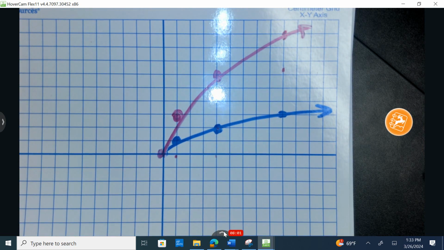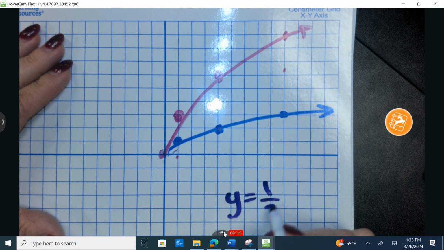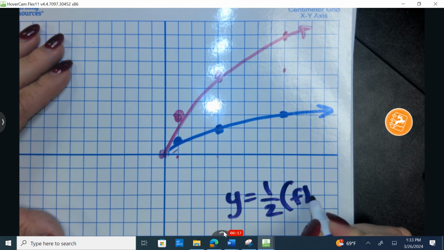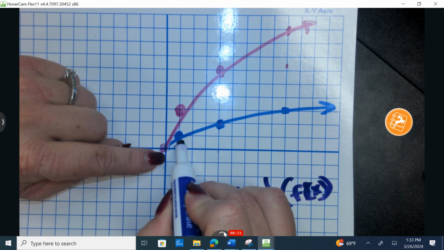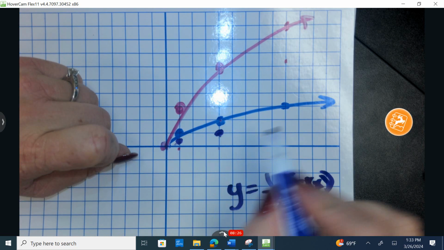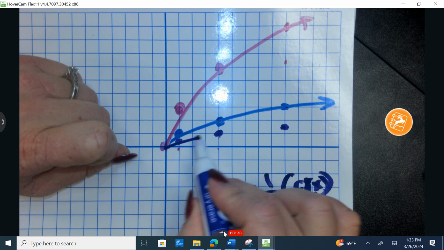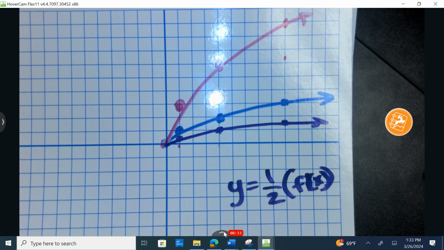If I just had to draw a picture of what something would look like if it was vertically compressed, that is when a value in front of the function is between 0 and 1. So if I took this original function in blue and I took 1/2 of it, then what I want to do is take the outputs and cut them in half. Half of 1 is 1/2, half of 2 is 1, half of 3 is 1 1/2. So the purple would be vertically compressed by a factor of 1/2.